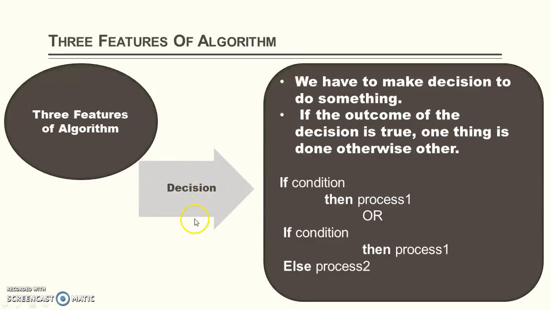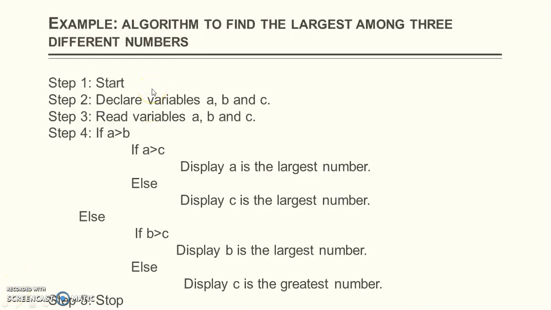Next feature is the decision. Suppose we have to make a decision to do something. If the outcome of this decision is true, then you will perform one thing. Otherwise, you have to perform another action. That means you can define this using an if and else scenario. If condition is true, then follow process 1, and if condition is false, then you have to follow process 2. Let's take one example of how we can define the decision through an algorithm.